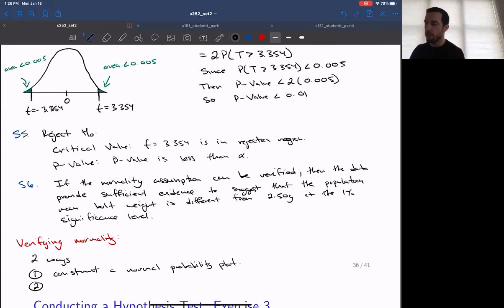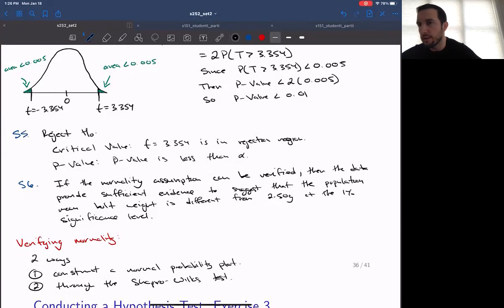Now, the other way that we can do this is through the Shapiro-Wilk test. This isn't something that we're going to talk about a lot in Stat 252, but the Shapiro-Wilk test is a formal hypothesis test for normality.